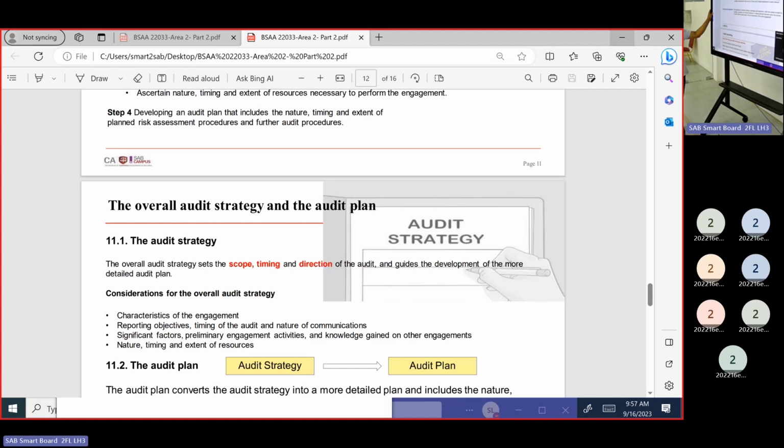What's the direction you can use? Are we going to do a full substantive approach or a control-based approach? We have different approaches, and we have to decide that. So that's about audit strategy. Firstly, you have to decide that as audit manager. What audit strategy are we going to use for this audit?